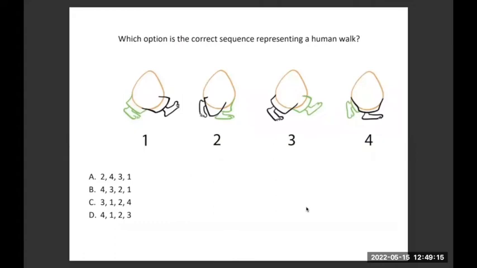So this is a person who is walking, and you have to identify the correct sequence of a human walk. These are different positions which are part of a larger walking motion, and you have to arrange the sequence. This is not in a sequence, please remember that, but we have to arrange it so it appears that the person is walking.